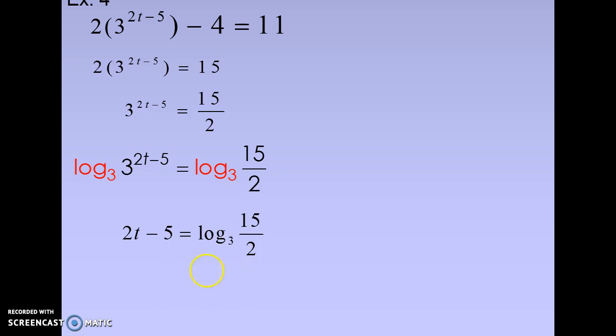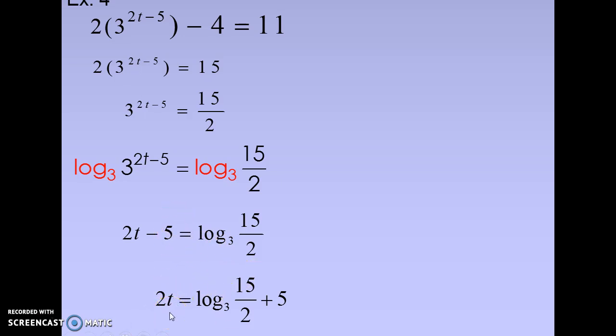Now this one might get a little complicated, but just follow your standard order of operations. So let's add 5 to both sides, and now we have 2t equals log base 3 of 15 over 2 plus 5. Now you can't combine these numbers right here because this 5, when it was over here, didn't have a log attached to it, while this 15 over 2 does have a log. So all we have to do is add 5 to both sides.